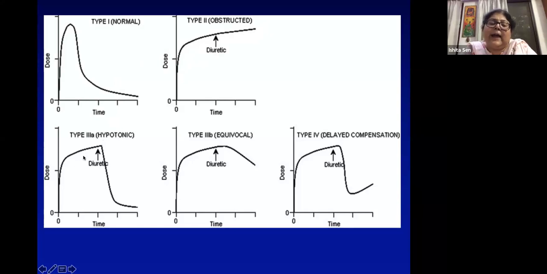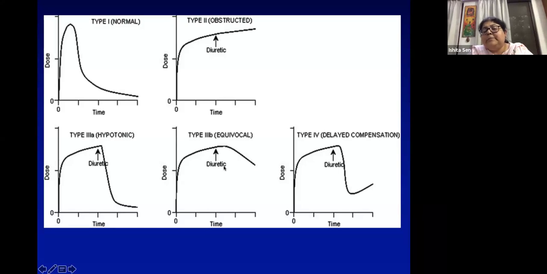Type 3A curve actually happens in a hypotonic kidney, where you have a capacious renal pelvis post-pyeloplasty, or in a patient who has had a big PUJ obstruction, had a pyeloplasty, but still has a capacious pelvis. These are the kidneys which usually show a gravity-assisted diuresis. Often, if you ask this patient to stand up, the kidney will drain. And in these kinds of renal pelvises, once you give the diuretic, there is a rapid excretion of the tracer. And this is a type 3A curve.